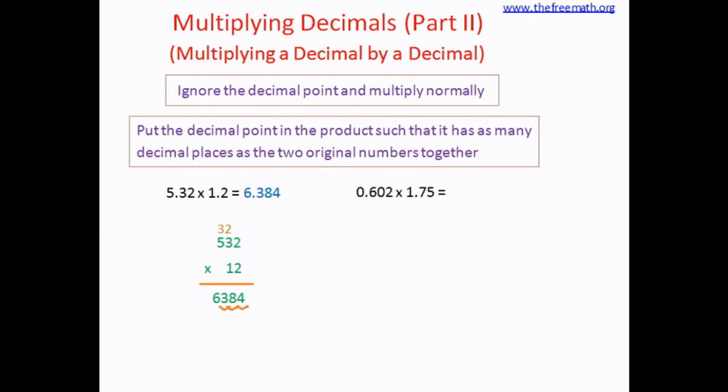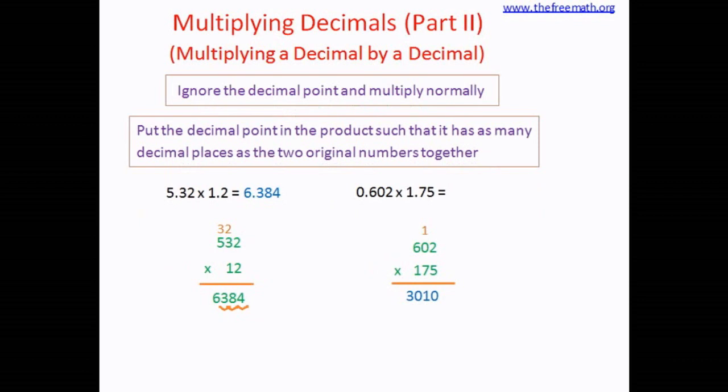The next one is 0.602 multiplied by 1.75. Ignore the decimal points. Multiply 602 by 175. First we multiply by 5. 5 2s are 10. We write down 0. 1 is carried over. 5 zeros are 0. 0 plus 1 equals 1. So we write down 1. 6 5s are 30. Write down 30.